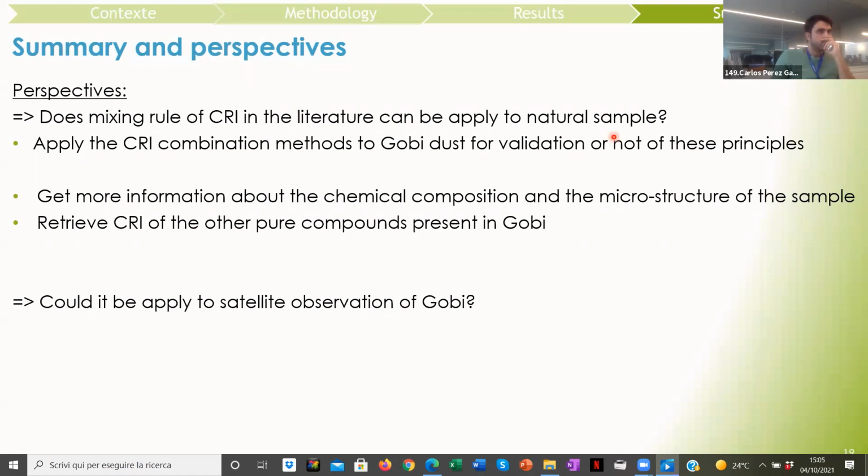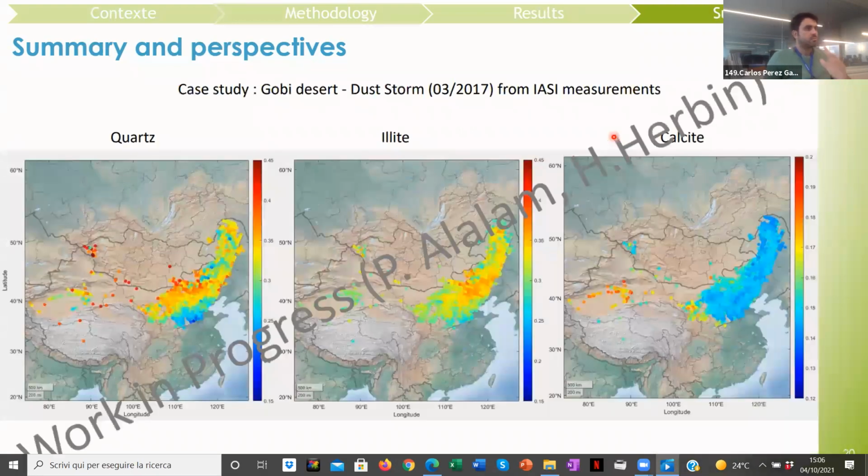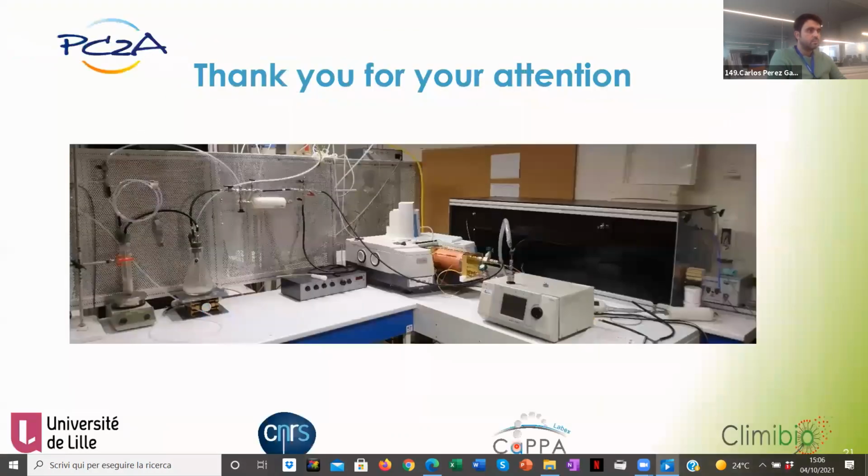In another team, with whom we are in partnership at the LOA, a PhD student uses my extinction spectra of each pure compound in order to interpret the spectra of Gobi dust from IASI data, and in order to follow the chemical composition of the dust, Gobi dust, as a function of position and time during the dust storm. So it could be interesting to continue now with the refractive index and not only the extinction spectra. Thank you a lot for your attention, and I will be pleased to reply to some of your questions. Thank you.